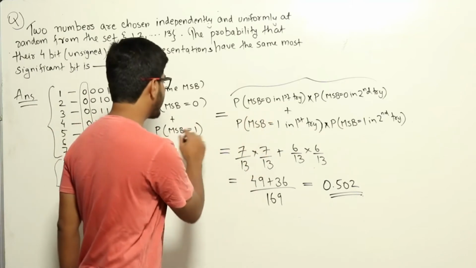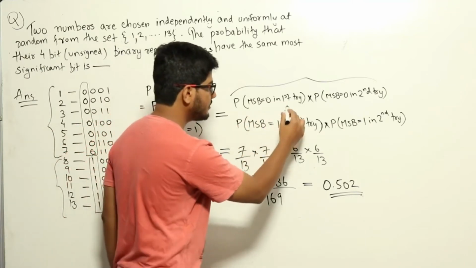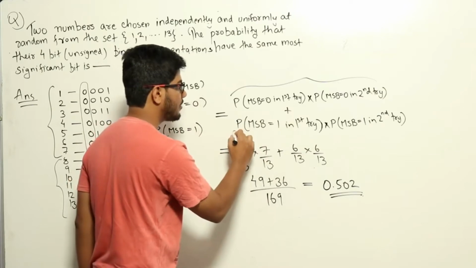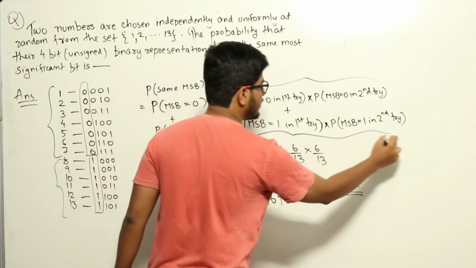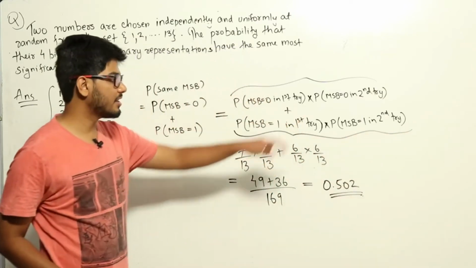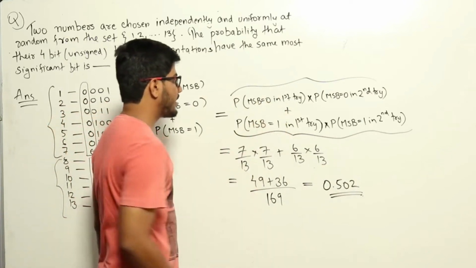Similarly, for MSB equal to 1, we have the probability as the probability that the most significant bit equals 1 in the first try times the probability that the MSB must be equal to 1 in the second try. Now we will try adding this.